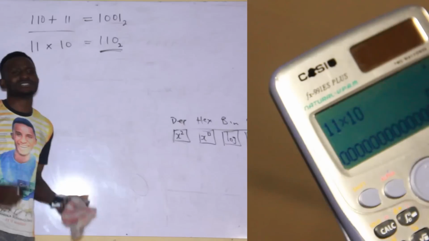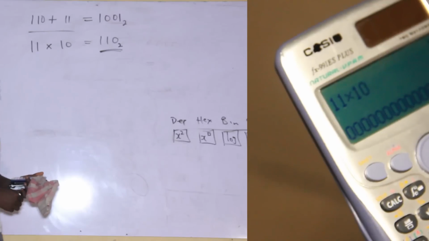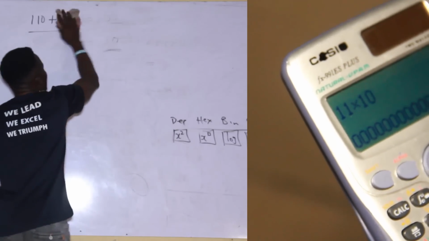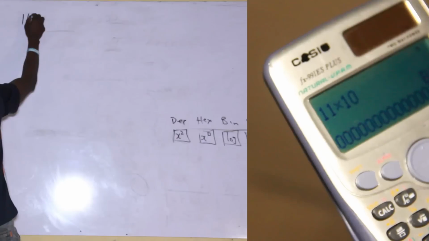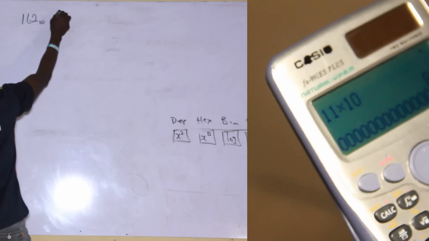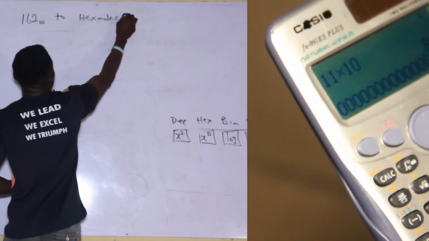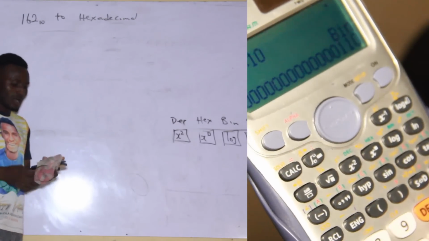The same thing goes with subtraction. If you have to subtract, this is how you are going to do it. Now let us advance a bit. If you are asked to convert something like this, convert 162 base 10 to hexadecimal. How are you going to do it?